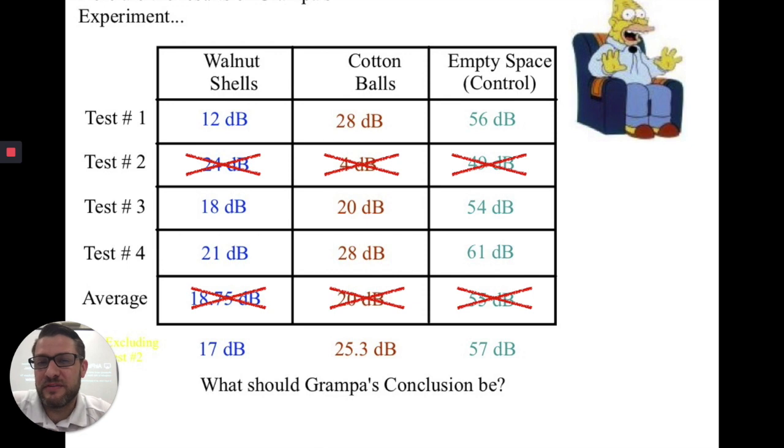Now that we've gone through this example, you should be able to successfully complete the Simpson scientific method activity. This is going to be due next Tuesday, so please make sure that you're working on this. And if you have any questions, please let me know.